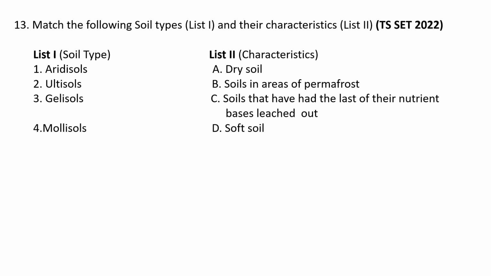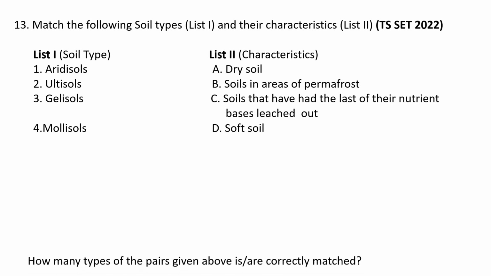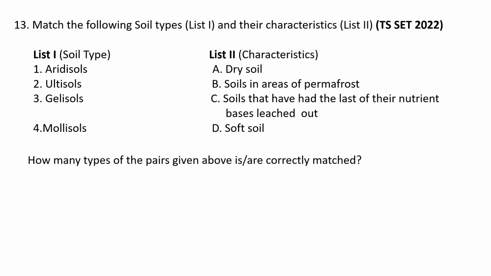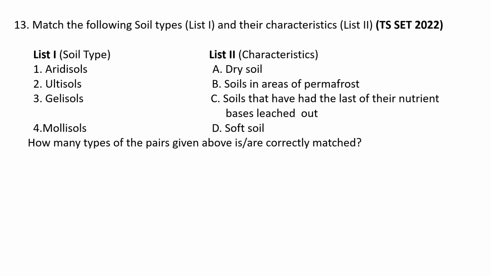And mollisols are soft soils. We had to match the soil type with the characteristic. How many types of the pairs given above are correctly matched? So out of these 4 soils, how many are correct? How many pairs are correct? Choices are A 1, B 2, C 3, D 4. So the correct answer is only two types of pairs are correct.